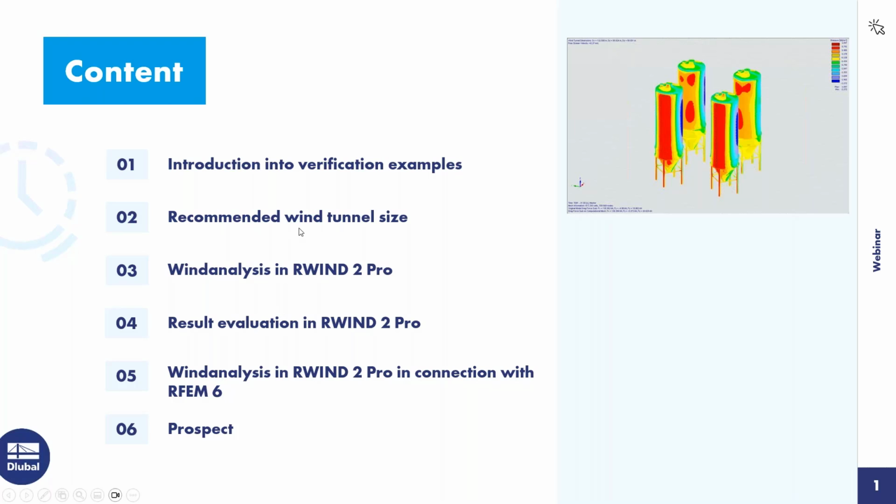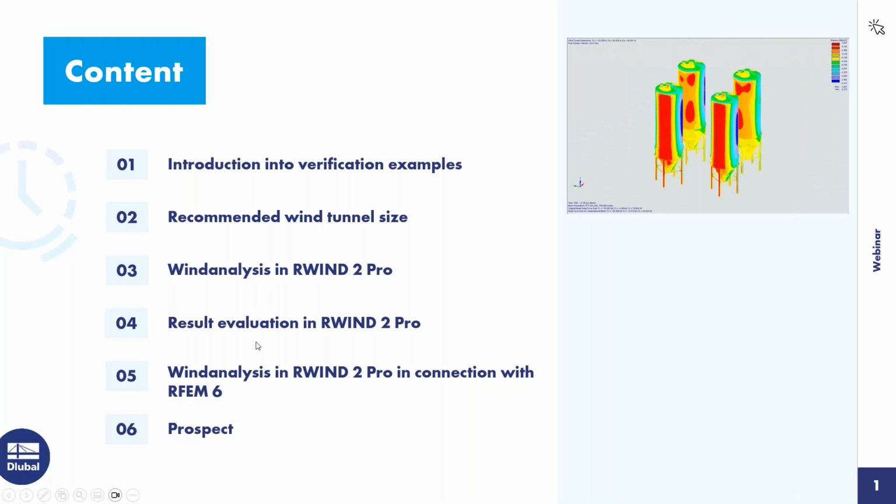In the next part, which is most likely also linked to a verification example, I'm going to tell you something about our recommended wind tunnel size. As a first hint, the standard preset wind tunnel size is chosen as small as possible to achieve results in a quite short time. But as with each finite element analysis, you can think about whether this is sufficient or not. So it might be that you think about increasing the wind tunnel size if you want to get most likely better results. In the middle, I want, of course, to show you some wind analysis in RWIND 2 Pro.